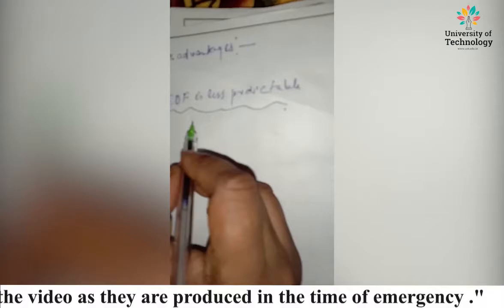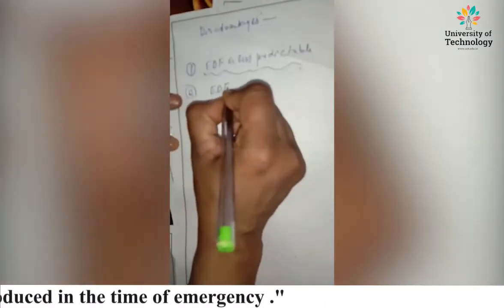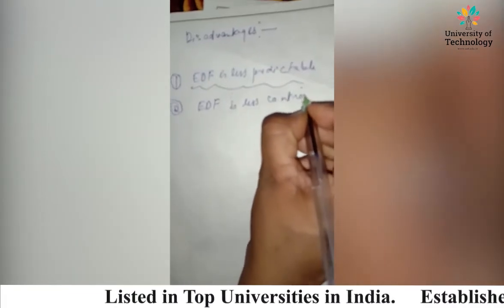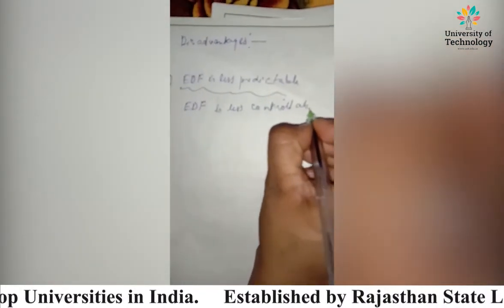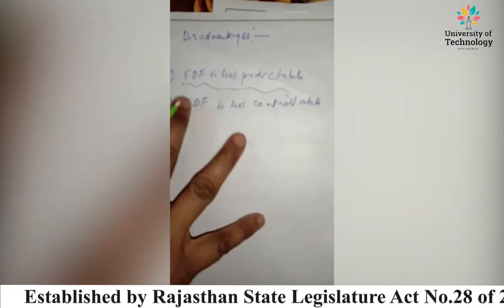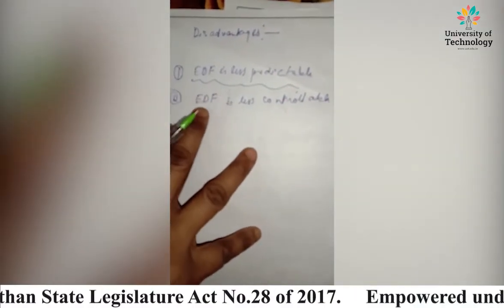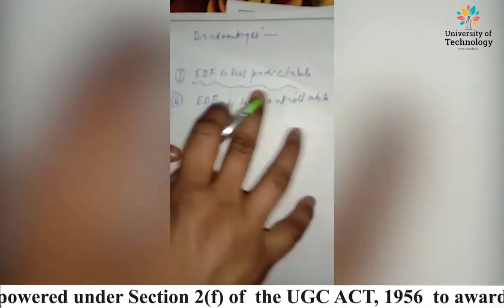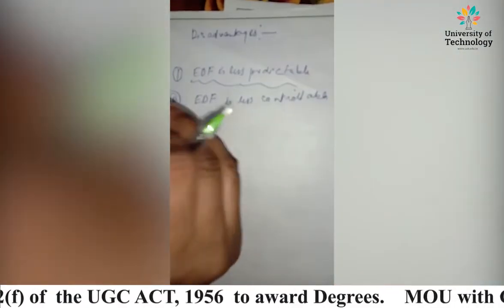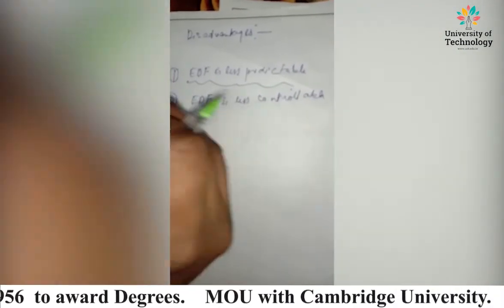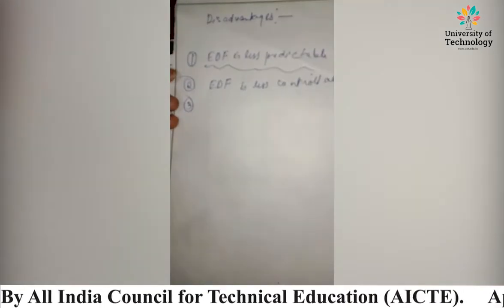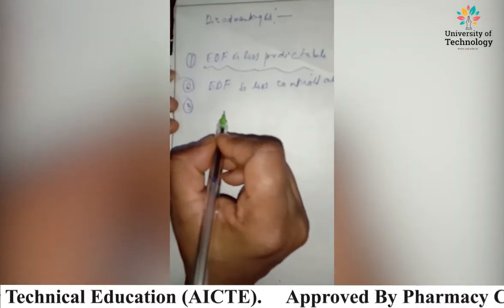Now let's see the second one. The second disadvantage is that EDF is less controllable. The prediction is less, and also the chances of controlling the earliest deadline first algorithm are less. You cannot control it as accurately as you can control the other priority algorithms. So EDF is less controllable. This point is clear. Now let's take the third disadvantage.